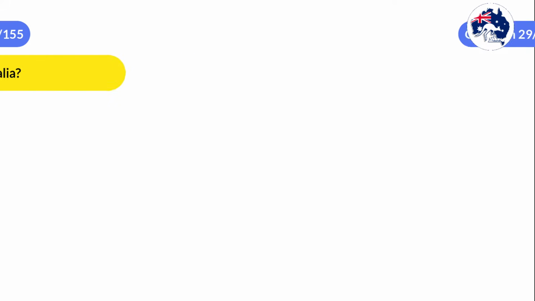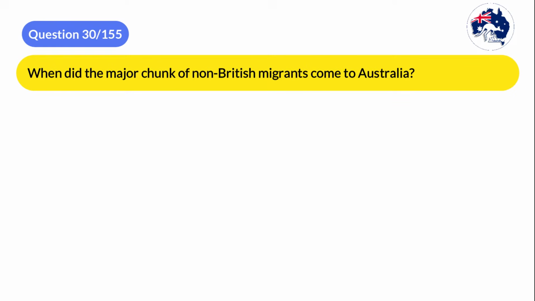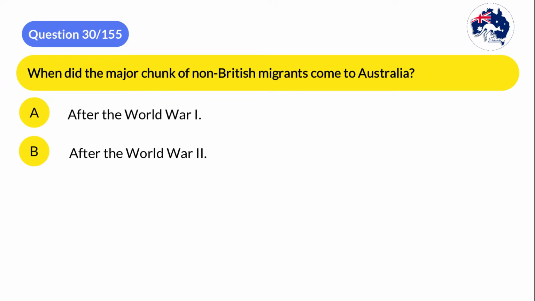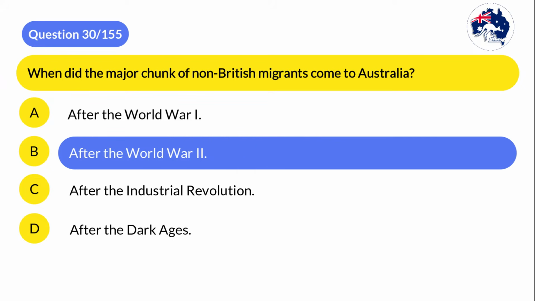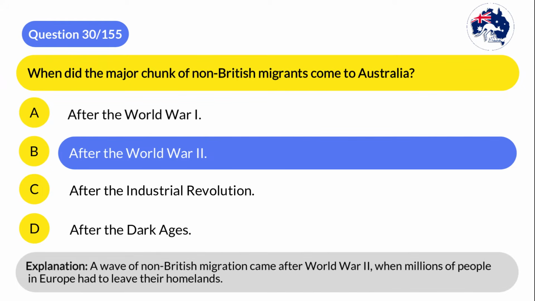Question 30. When did the major chunk of non-British migrants come to Australia? A. After World War I. B. After World War II. C. After the Industrial Revolution. D. After the Dark Ages. The correct answer is B. After World War II. Explanation: a wave of non-British migration came after World War II, when millions of people in Europe had to leave their homelands.